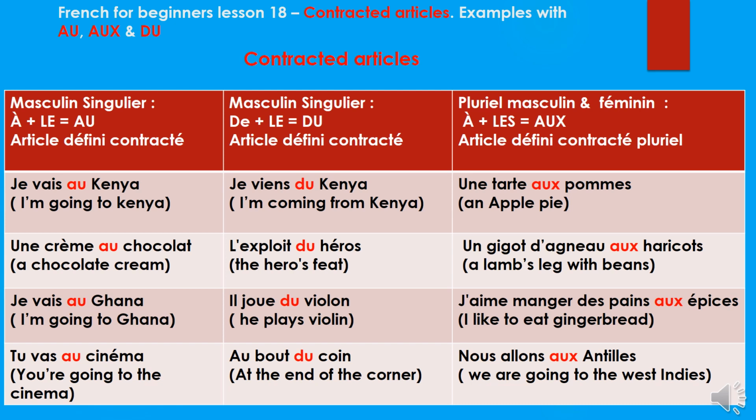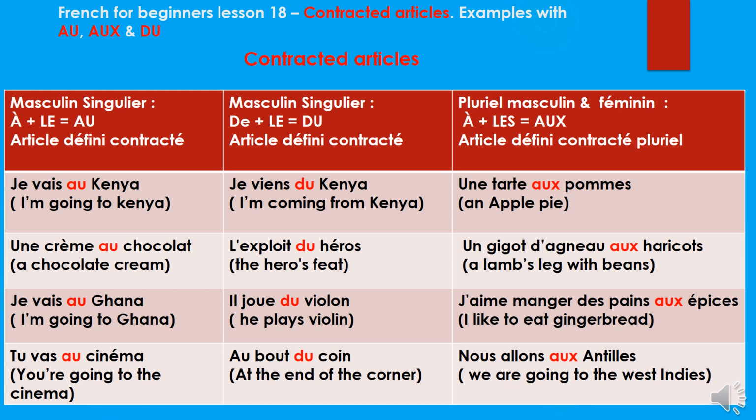And like I told you, infinitive means the verb before it is conjugated, before you have put je or tu or vous, nous, before it. So if there are two verbs and one is conjugated, the second one is never conjugated. It is always in infinitive. J'aime manger des pains aux épices. I like to eat gingerbread.